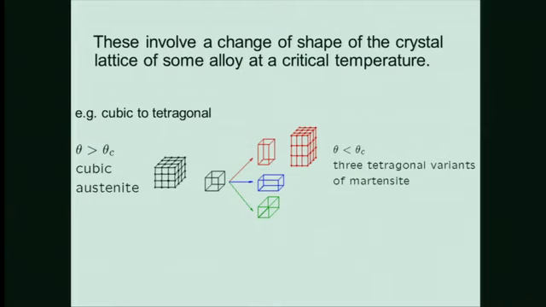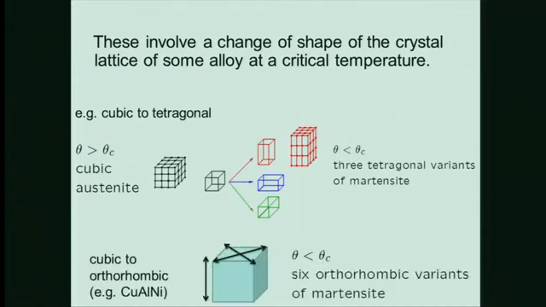So the cube in this case gets deformed to a tetragon, which is a prismatic object with two sides equal and one side different, and there are three possible ways that it can do that, which are the same according to the crystallography of the original situation. For example, the longer side can extend in each of the three cubic directions. So you get three what are called variants of the low temperature phase, which is called martensite, so three tetragonal variants.